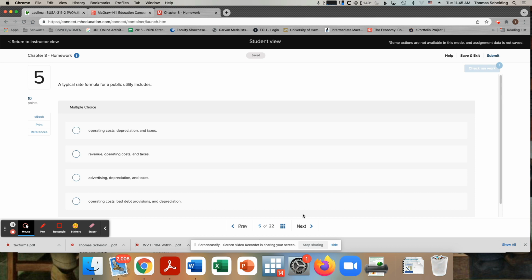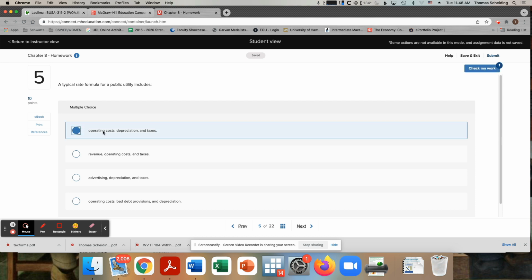So typically, this is definitional, so there's not a lot I can really add here, but typically it would just be your operating costs, your probably pretty sizable depreciation given the high capital investments in a public utility, and taxes. So these would be what basically needs to be covered by the rate.